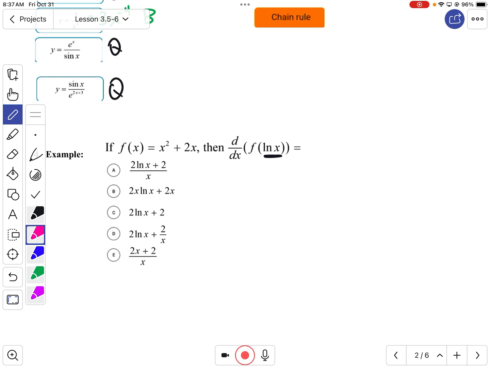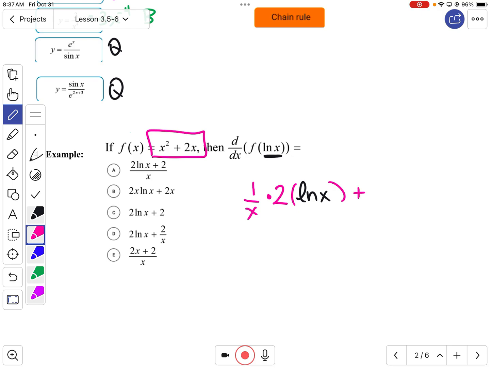What's the derivative of ln of x? 1 over x. Then I would multiply it by the derivative of the outside function. Now, we have to be careful because the derivative of that outside function is going to have stuff inside still. The inside stuff is still going to be that ln, okay? So what's the derivative of x squared? 2x. Well, my x is actually that ln of x that was inside, okay?